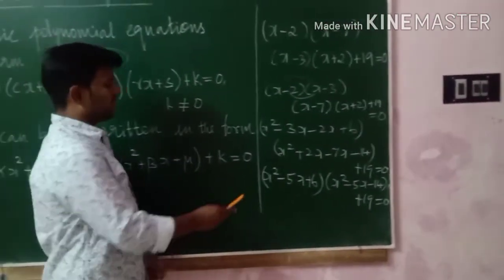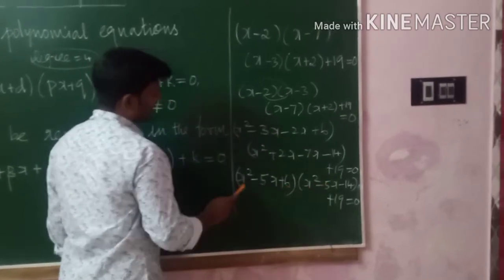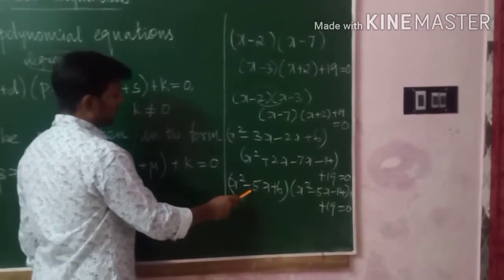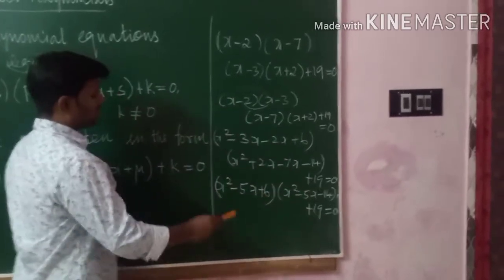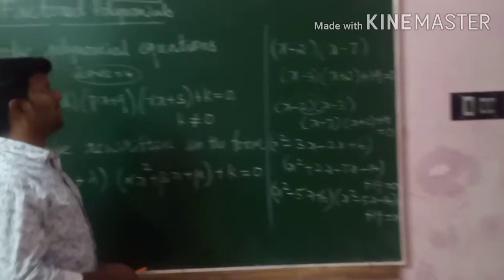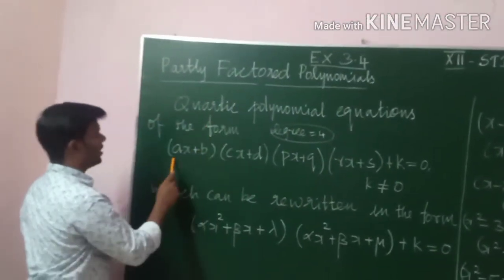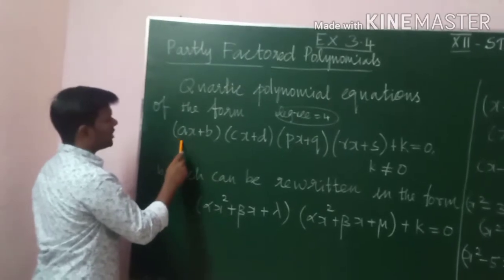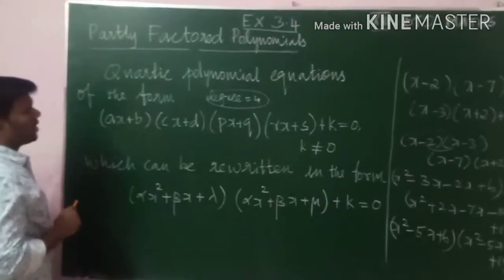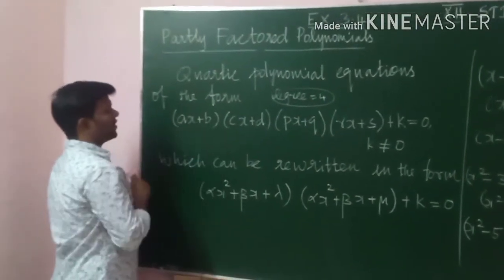See that here the coefficient of x² is 1, here also 1, and the coefficient of x is −5, here also −5. So like that we have to bring it into the form, then we can solve the equation. So what is partly factored polynomials? Like this. Every factor is in the form of linear equations. What is a linear equation? Whose degree is what? The highest power of x is 1.